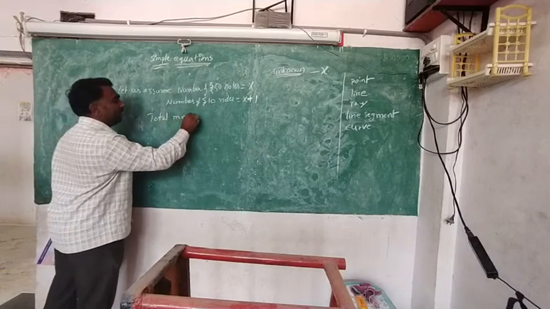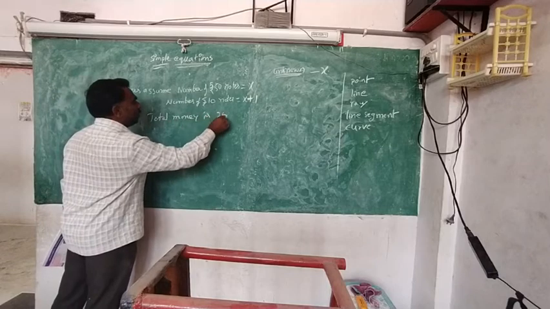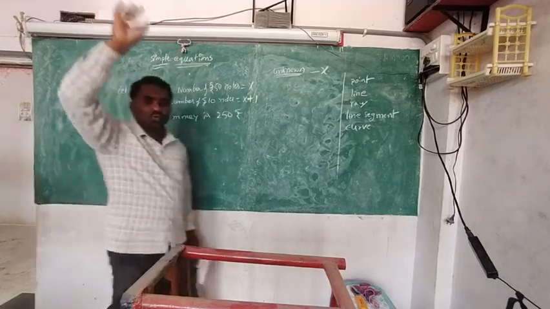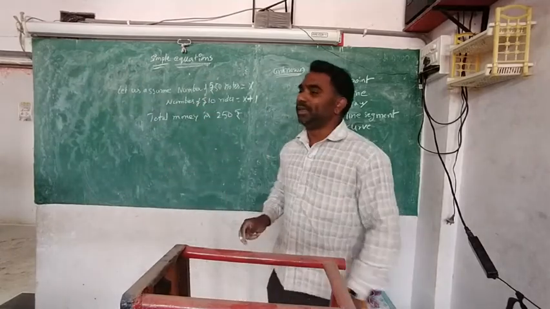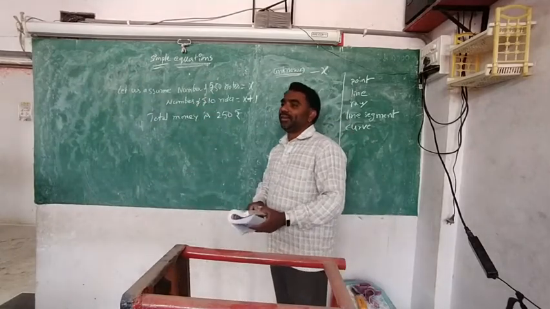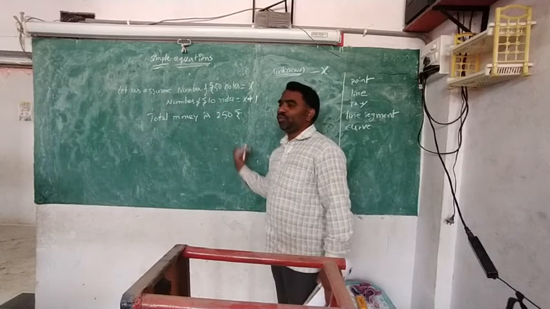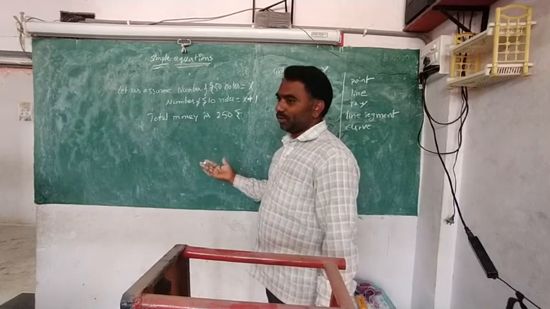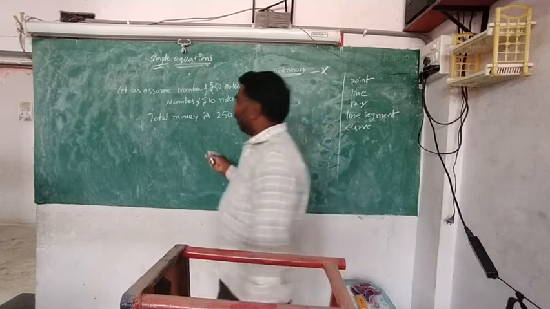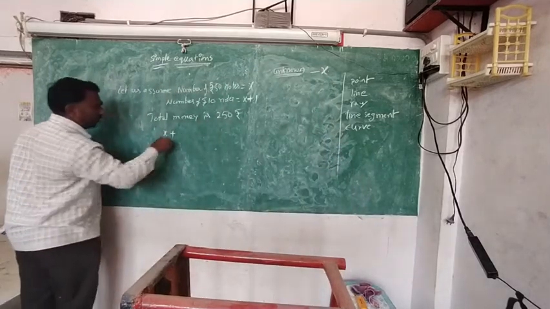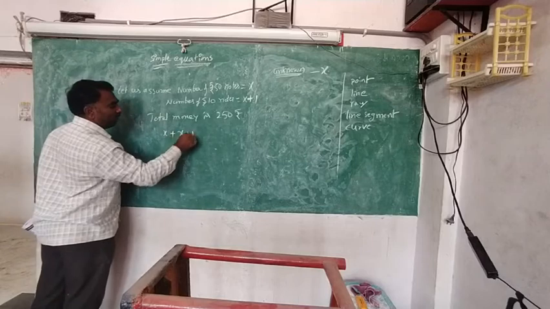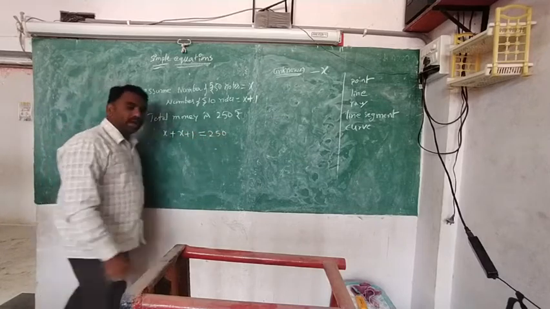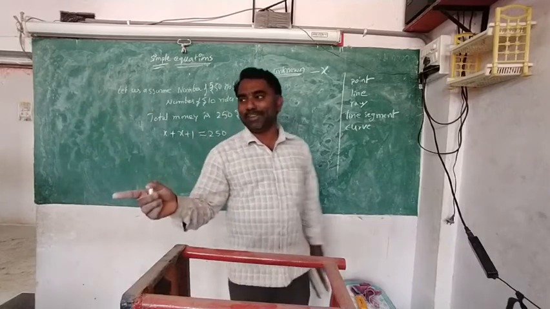Total money is 250 rupees. Now what do you do? How do you write it mathematically? Total money is 250 rupees. Now mathematically, how do you write? X plus X, X plus 1, equal to 250 rupees. I said that is the mistake you will make.